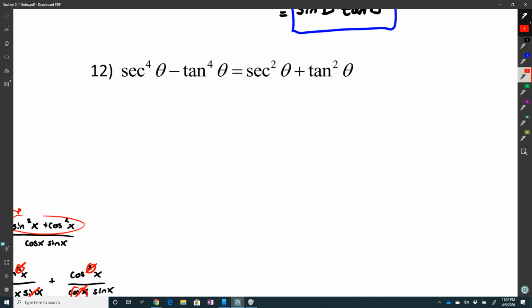Secant to the fourth minus tangent to the fourth equals secant squared plus tangent squared. So I know that the fourth ones, I can break that down. So I'm going to start with this side.